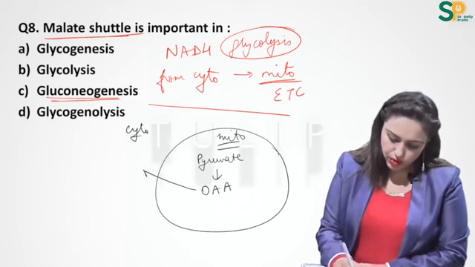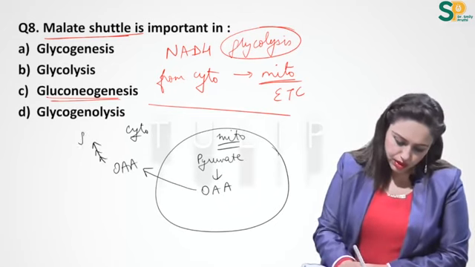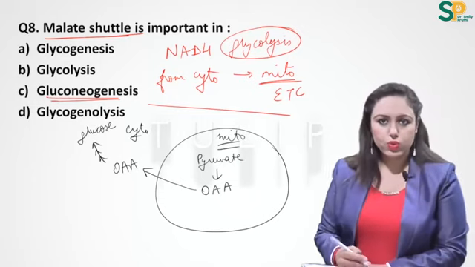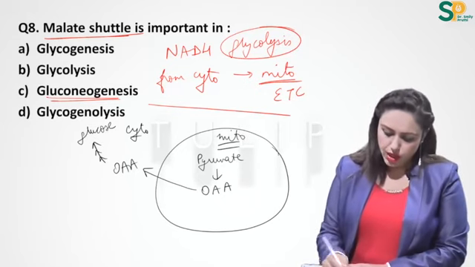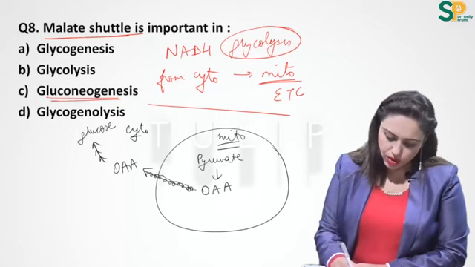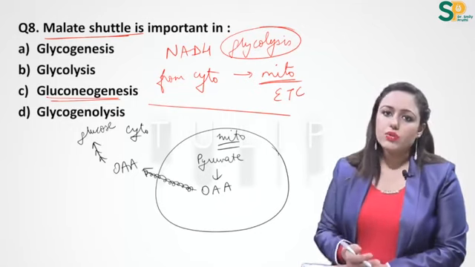So this oxaloacetate has to come outside into the cytoplasm so that, after various steps, it can be converted to glucose. This is gluconeogenesis, synthesis of glucose from non-carbohydrate sources, right? But oxaloacetate cannot cross the inner mitochondrial membrane. So in order to take oxaloacetate outside, we take the help of malate. Oxaloacetate gets converted to malate. Malate can cross the inner mitochondrial membrane, and then in the cytoplasm, malate can again form oxaloacetate. So this way we take the help of malate here.